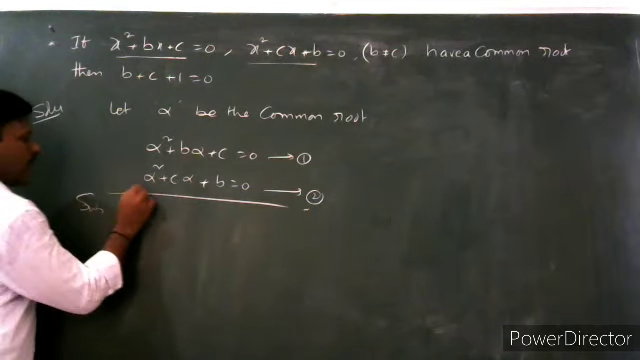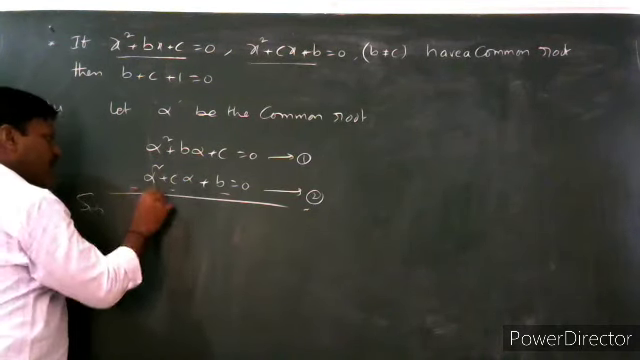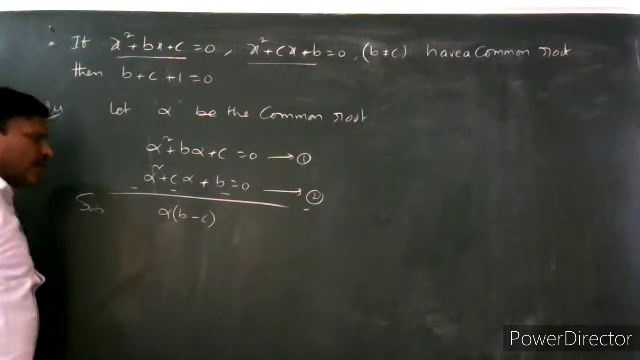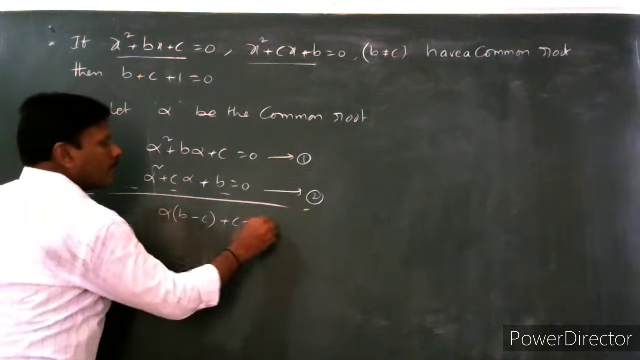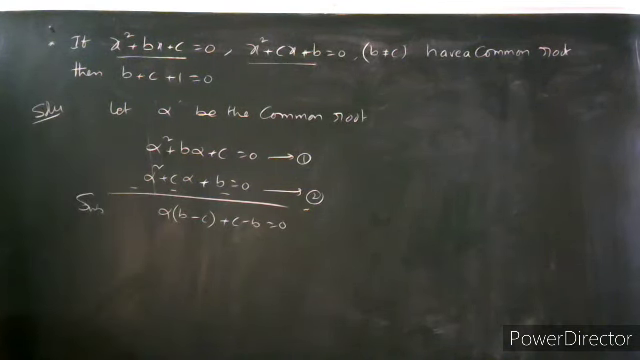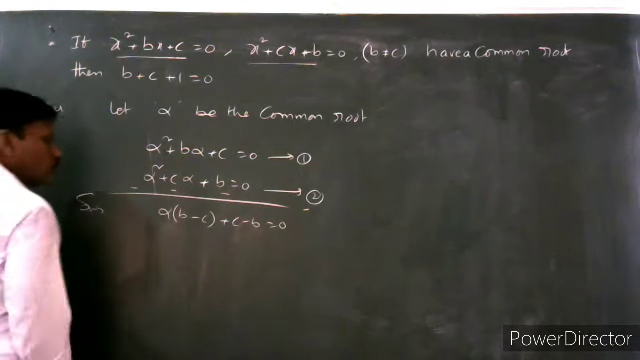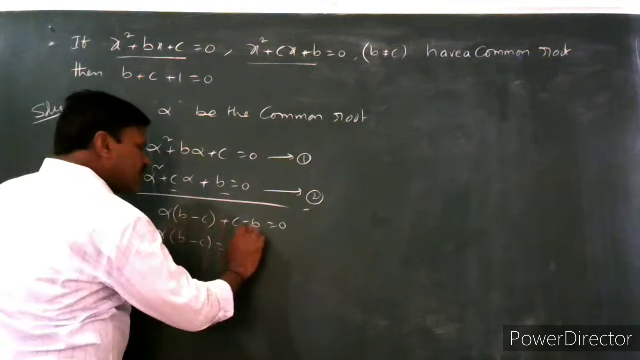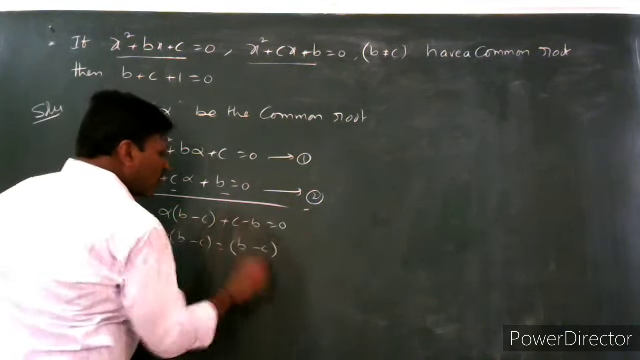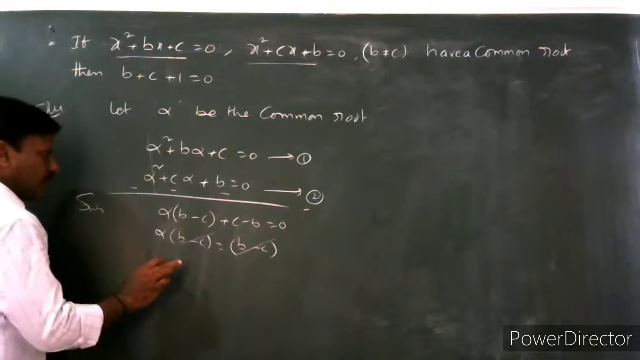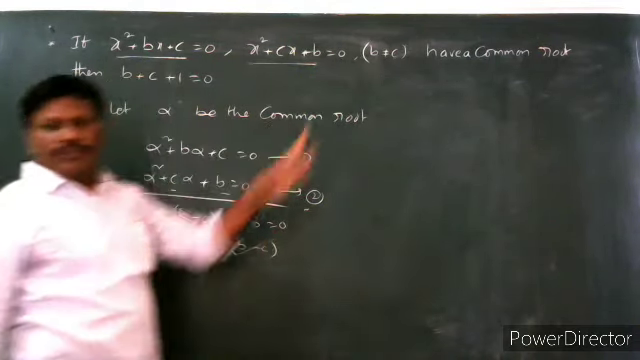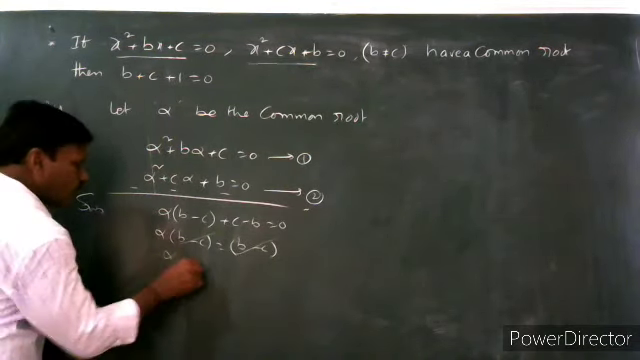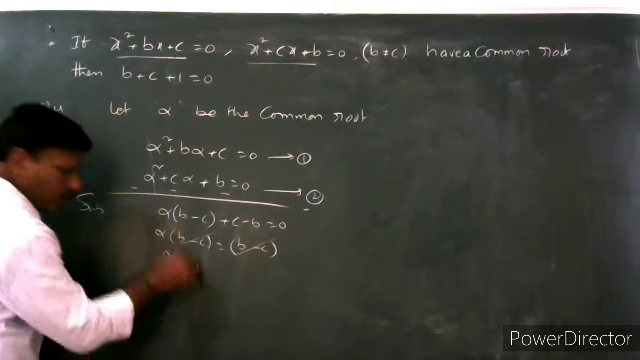Take subtraction, minus, minus, minus. These two are cancelled. b alpha minus c alpha, alpha is common. We get alpha into b minus c plus c minus b is equal to 0. Now alpha into b minus c is equal to c minus b sent to that side. We get b minus c, b minus c cancel, because b is not equal to c, that means b minus c not equal to 0. Alpha is equal to 1.